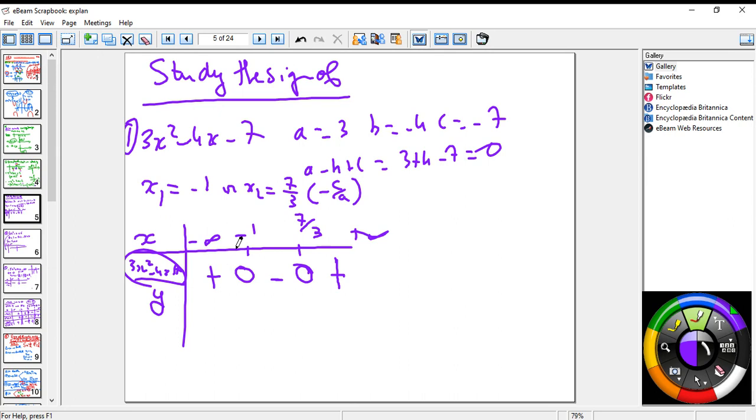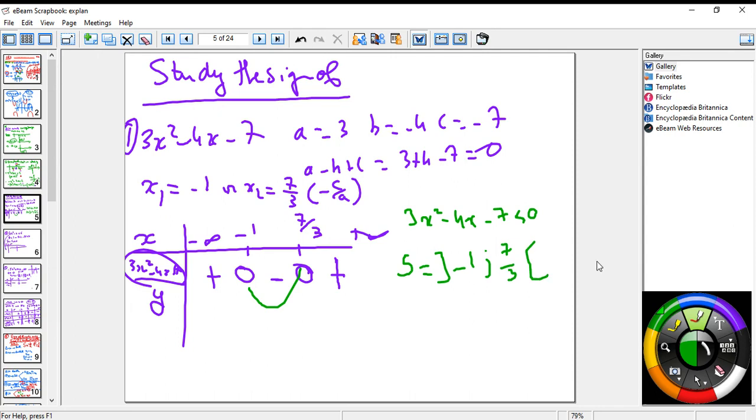It means if I take any value less than minus 1, the value is positive. Bigger than 7 over 3, the value is positive. And in between, the value is negative. How can you use this table? I can ask you, for example, solve 3x squared minus 4x minus 7 negative. So where is the negative part? Here. So what will be the solution of this inequality? The solution is between minus 1 and 7 over 3.